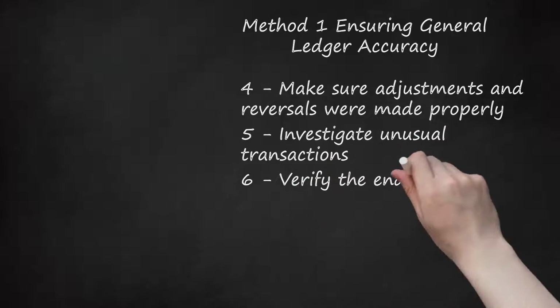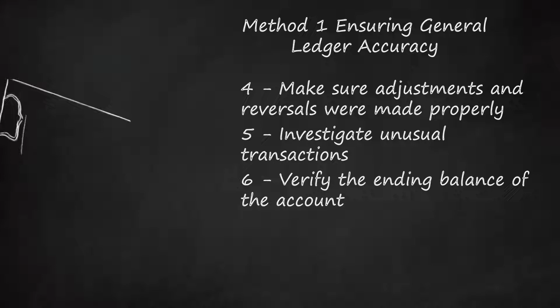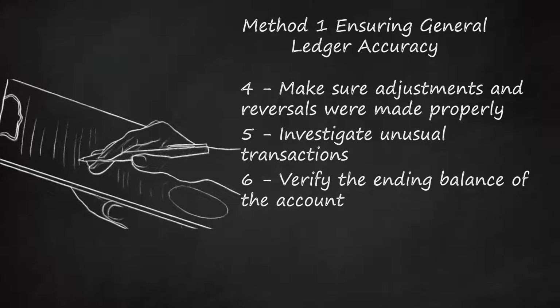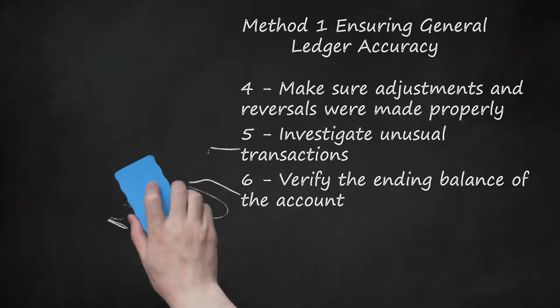6. Verify the ending balance of the account. After any adjustments for misreported transactions, adjustments, or reversals, check and be sure that the sum of the transactions matches the ending account balance. If your calculated balance doesn't match the actual balance in the account, you have miscalculated something.